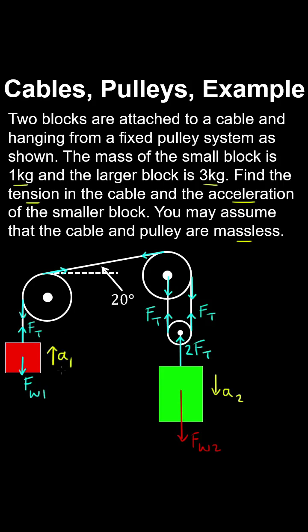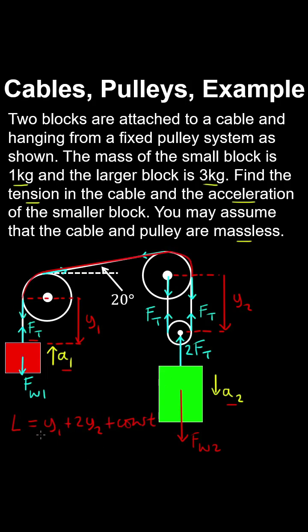So in this case we have three unknowns, and I'll leave you to apply Newton's second law on each of these blocks to obtain two equations of motion, and the third equation is obtained from the length of the cable. The length of the cable is y1 plus 2y2, plus a constant length of the cable that does not change when these blocks move up and down. If you differentiate this twice with respect to time, in addition to the equations of motion of the blocks, we have a third equation to solve for the three unknowns.